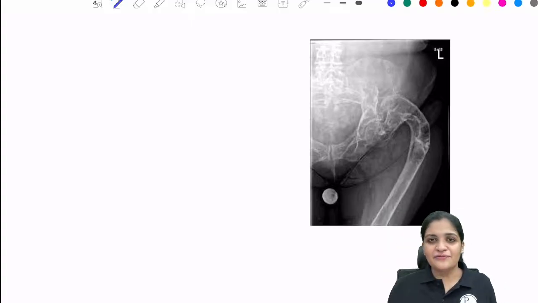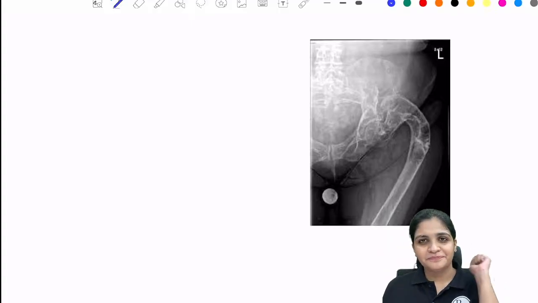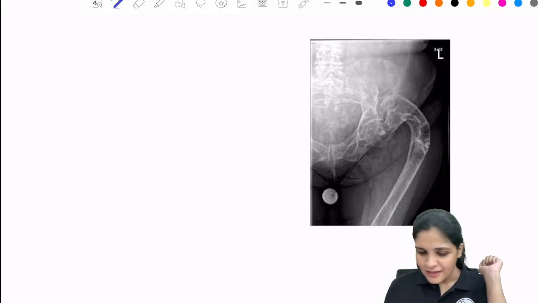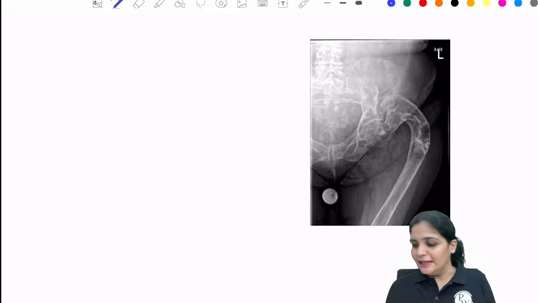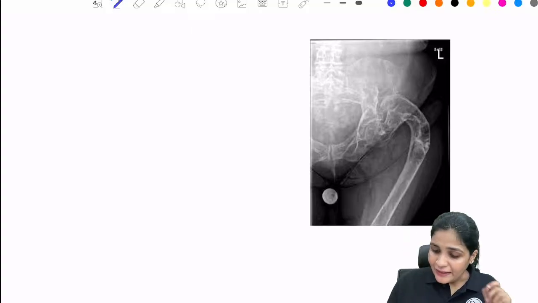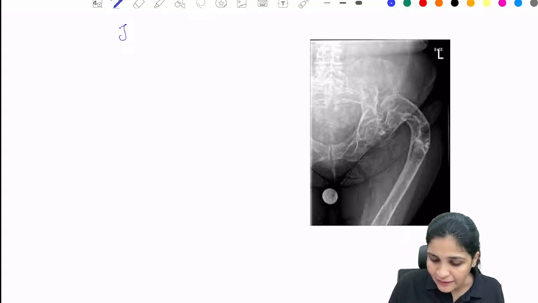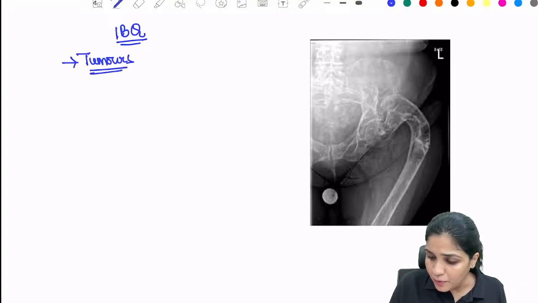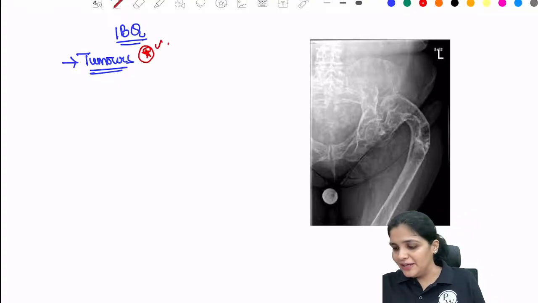So what is this first image? So guys, this is an image of a very important tumor condition. Whenever I talk about IBQ, especially in case of ortho, what you have to remember is the first and foremost chapter, tumors. This is the most important chapter which you have to read before going to the exam, right?